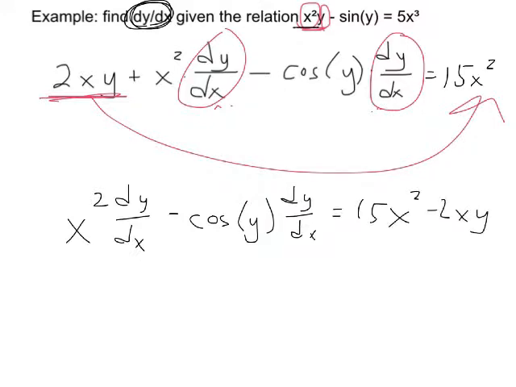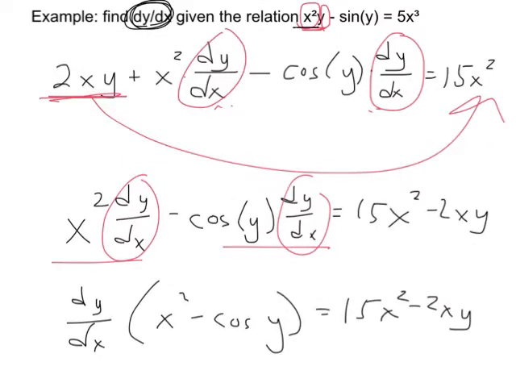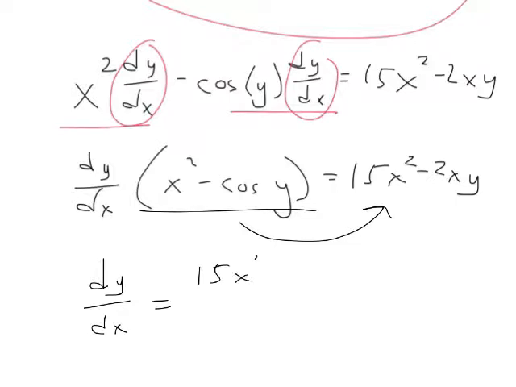Then at this point, because both terms have a dy/dx in them, I can factor that dy/dx out. So we factor dy/dx, leaves me with x squared minus cosine y, still equals 15x squared minus 2xy. And now the last thing I have to do is take this and divide it to the other side. We finally end up with dy/dx equals 15x squared minus 2xy all over x squared minus cosine y.